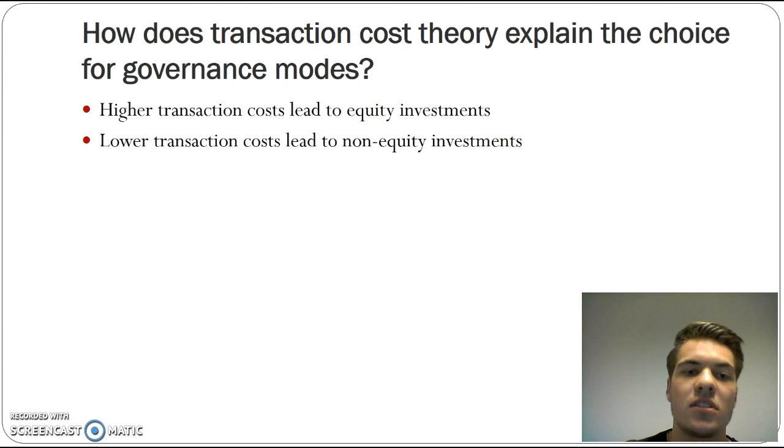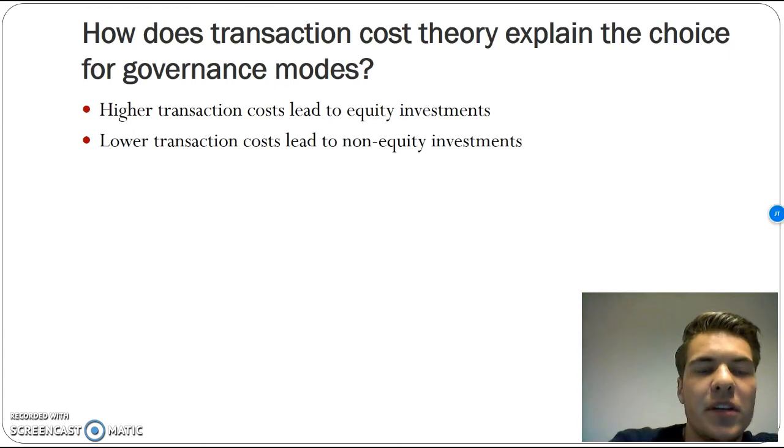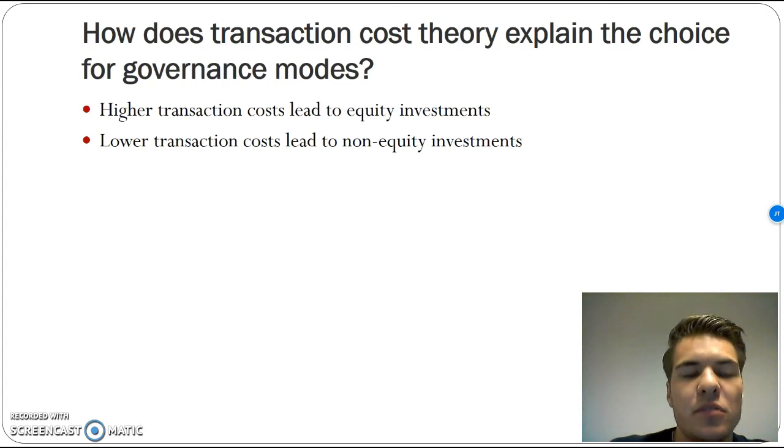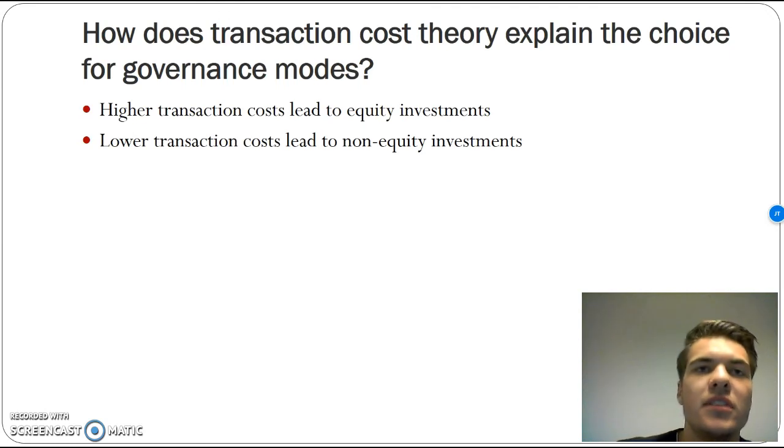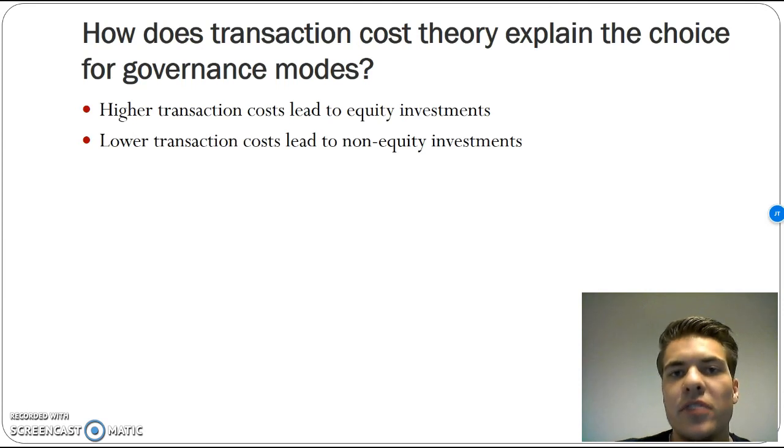Lower transaction cost, on the other hand, leads to non-equity investments. For example, because of the high trust that is between two firms, they are less forced to control each other and to monitor all the time. So their transaction costs will be lower, and therefore they're not really forced or willing to do equity investments. So in this case, there will only be a contractual arrangement, for example.